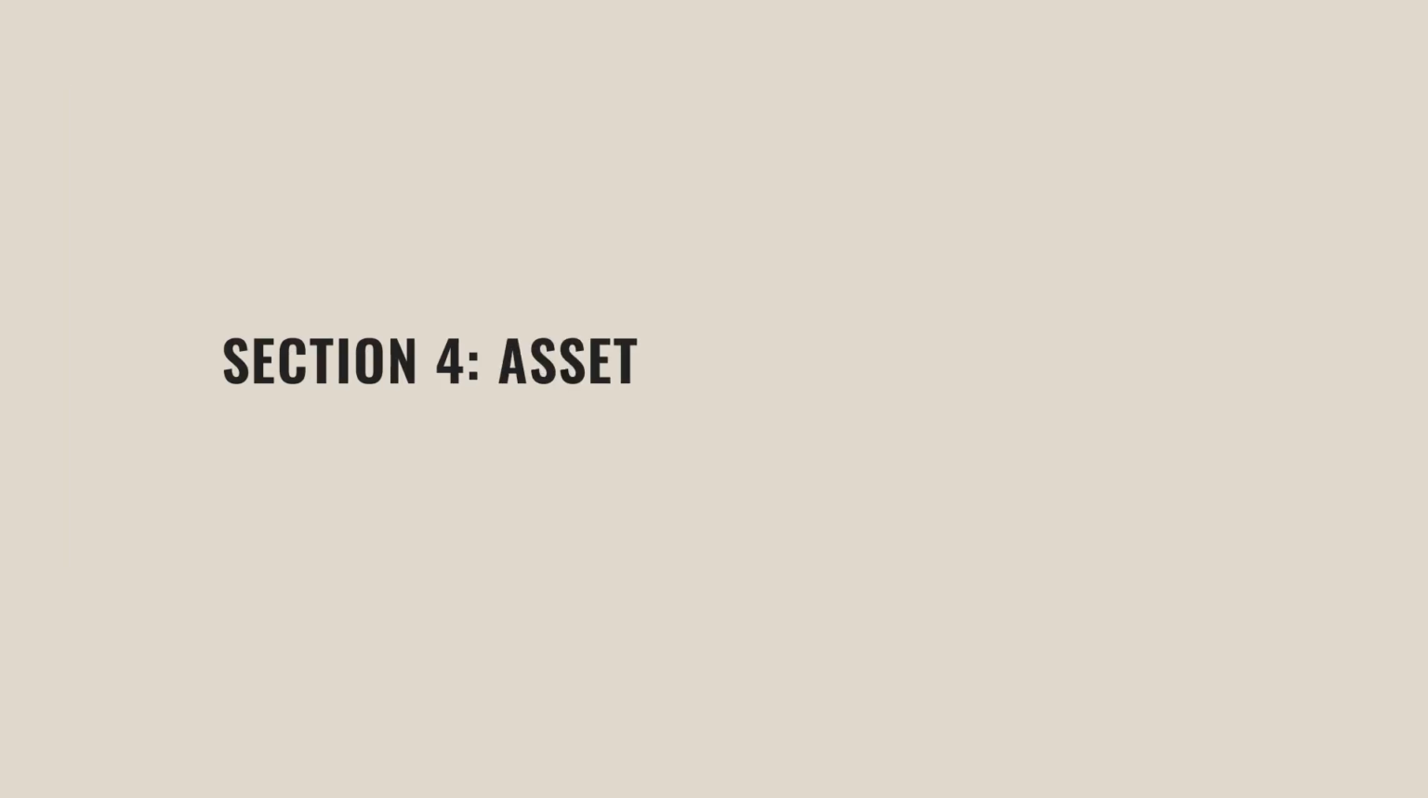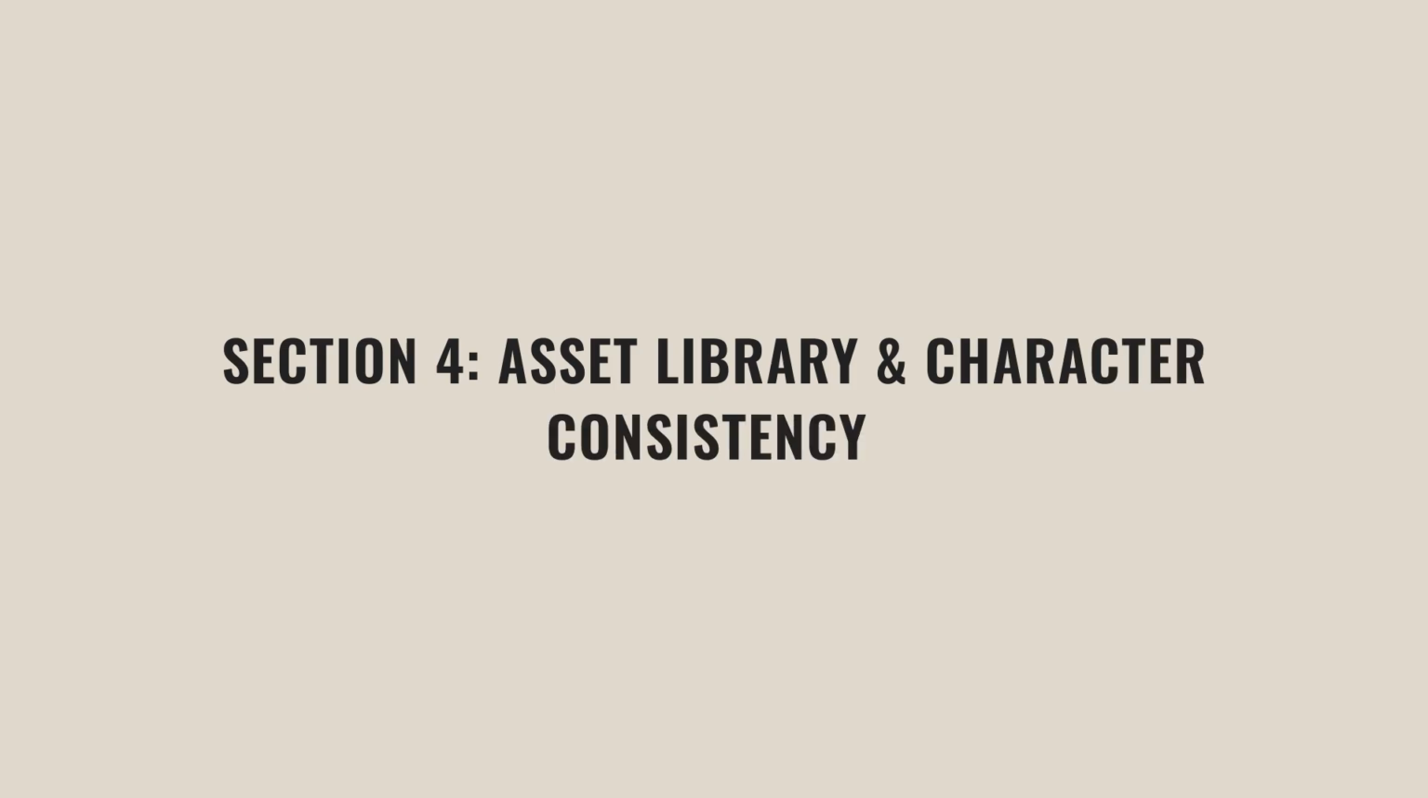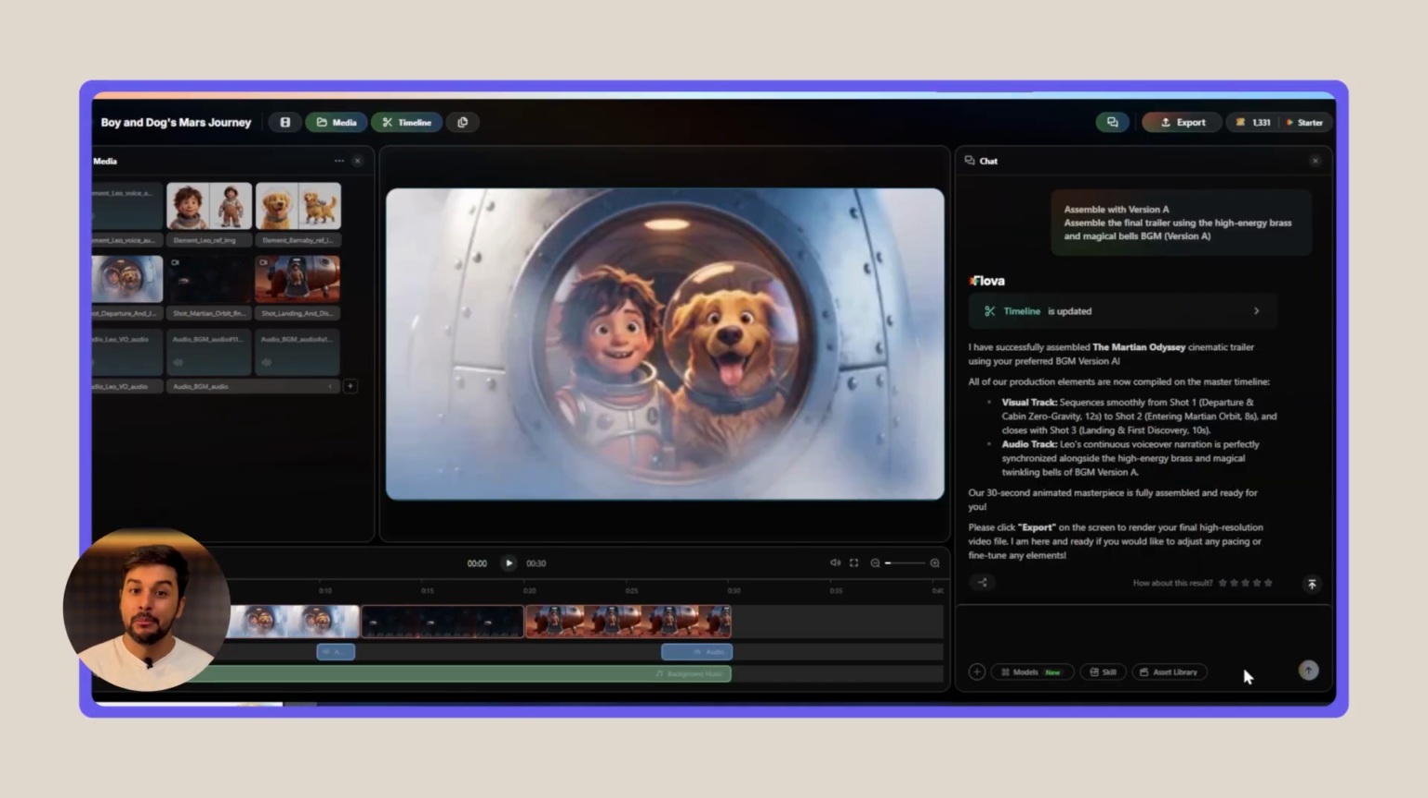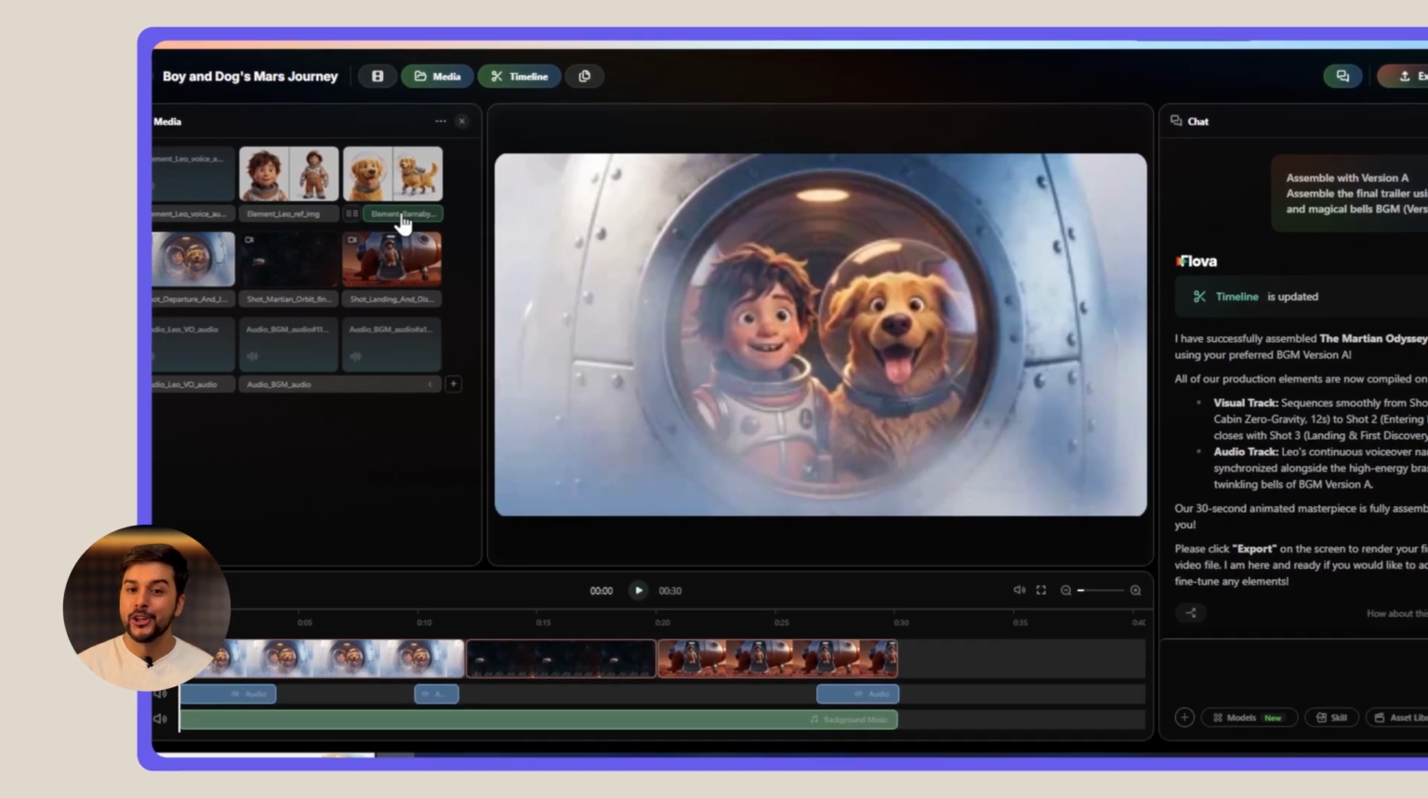Section 4. Asset library and character consistency. Okay, so the film looks great, but I want to show you one more thing because this is something that most people miss and it is actually really powerful. Look at the media panel here. Every single thing that was generated during this project can be saved as a permanent asset for future use.